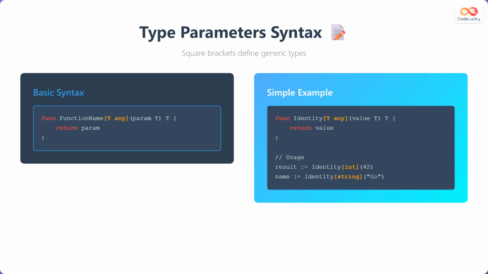Generic functions in Go are declared using square brackets, which define the type parameters. For example, a generic identity function can accept any type and return the same type. The code uses the keyword func, the function name, followed by square brackets with a type parameter, such as the letter T and the constraint any. When using the function, you specify the type, like integer or string, in square brackets. This type parameter makes your functions adaptive and safe for several data types.